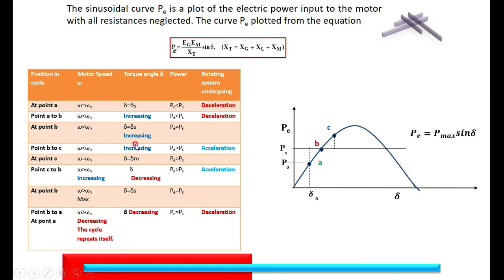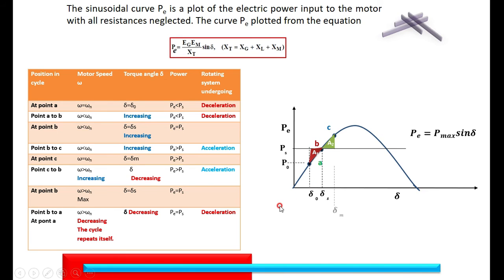That is explained with the help of this table. When you are moving from A to B, B to C, C to B, B to A, once again the cycle repeats because of the damping torque in the machine. Then it finally settles down at point B, which was seen in the last class.